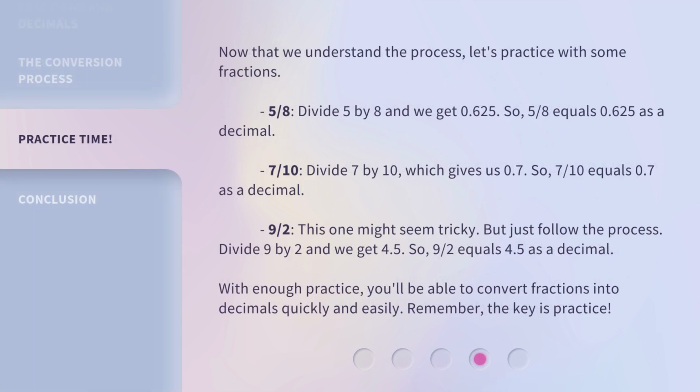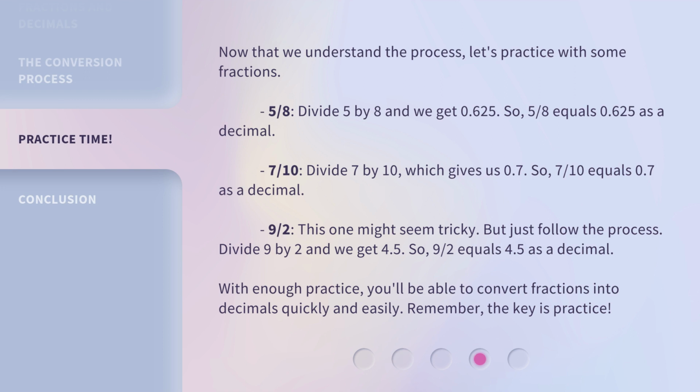Now that we understand the process, let's practice with some fractions. 5/8. Divide 5 by 8 and we get 0.625. So, 5/8 equals 0.625 as a decimal. 7/10. Divide 7 by 10, which gives us 0.7. So, 7 divided by 10 equals 0.7 as a decimal.